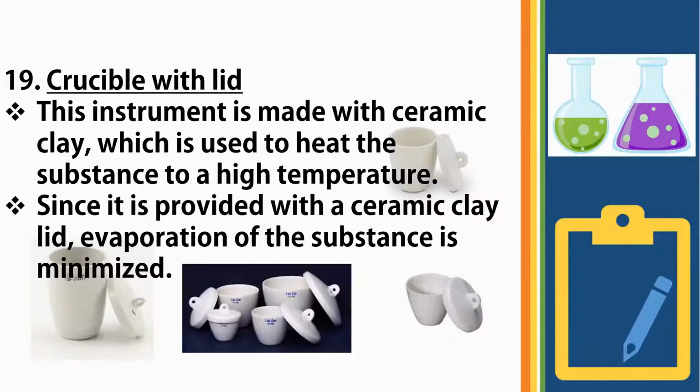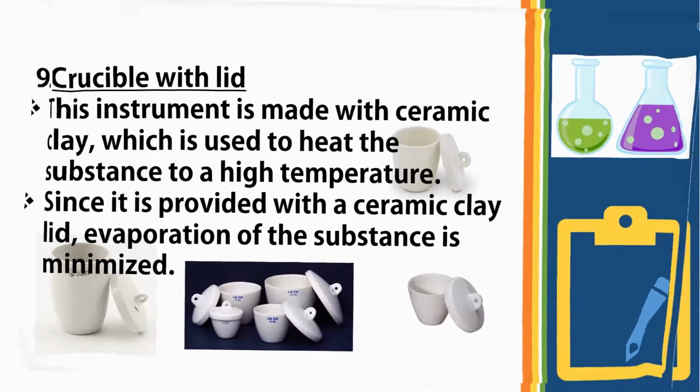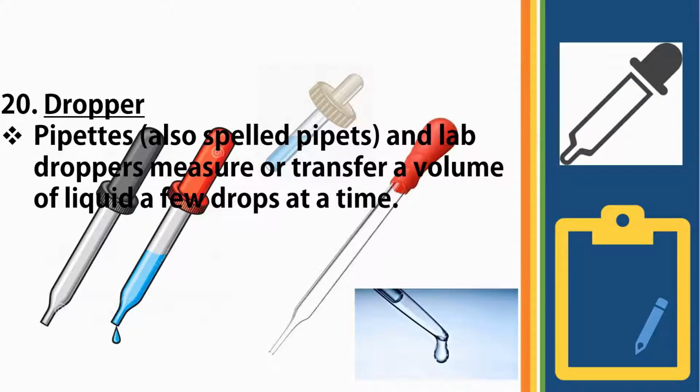Crucible with lid. This instrument is made with ceramic clay, which is used to heat a substance to a high temperature. Since it is provided with a ceramic clay lid, evaporation of the substance is minimized. Dropper. Pipettes and lab droppers measure or transfer a volume of liquid a few drops at a time.